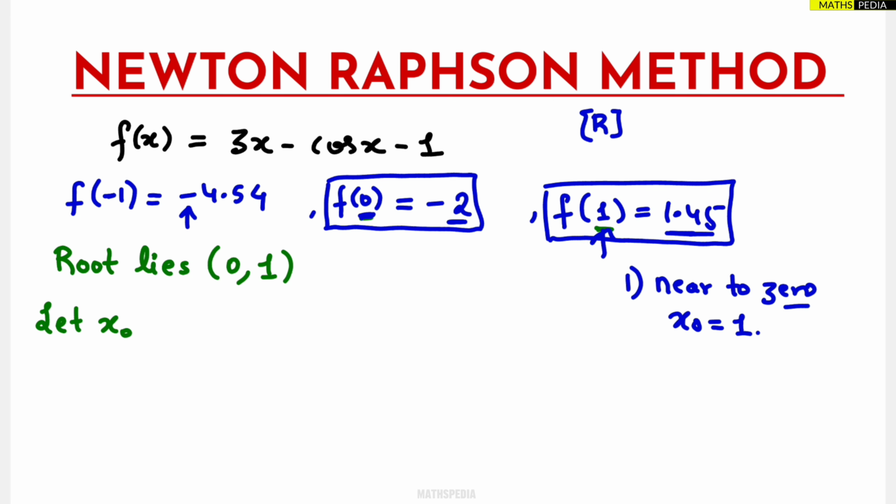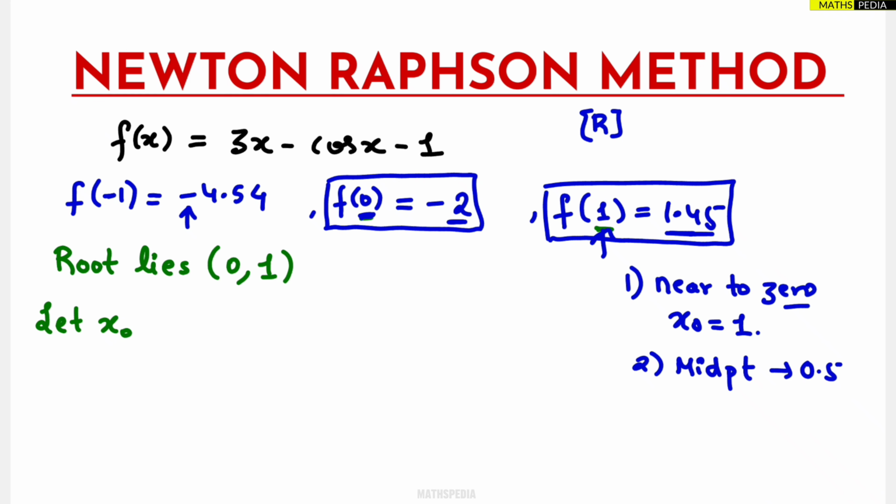The second method is to take the midpoint of these two. The root lies between 0 and 1, so the midpoint of 0 and 1 is 0.5. So you can take x naught as 0.5. That is the second method. The third method is that you can consider either of them. You considered x naught as 1, here you are considering x naught as 0.5, and you can consider x naught as 0 also.